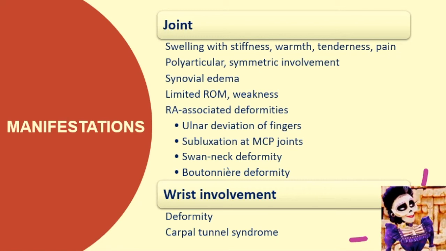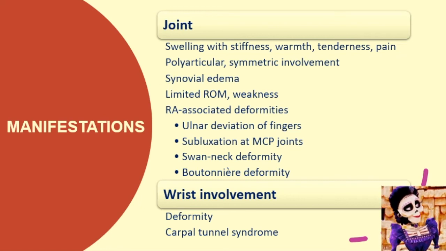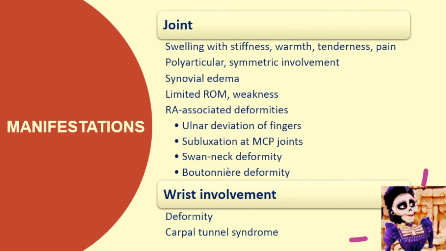Your RA-associated deformities would be ulnar deviation of the finger, subluxation of your MCP joints, metacarpal joints, and then you have your swan neck deformity, and your boutonniere deformity. Try to find out how a patient with swan neck deformity would look like and how a patient with boutonniere deformity would look like. Then wrist involvement. Once the wrist is already involved, the signs and symptoms would be deformity and CTS, so positive Phalen's and Tinel's sign.